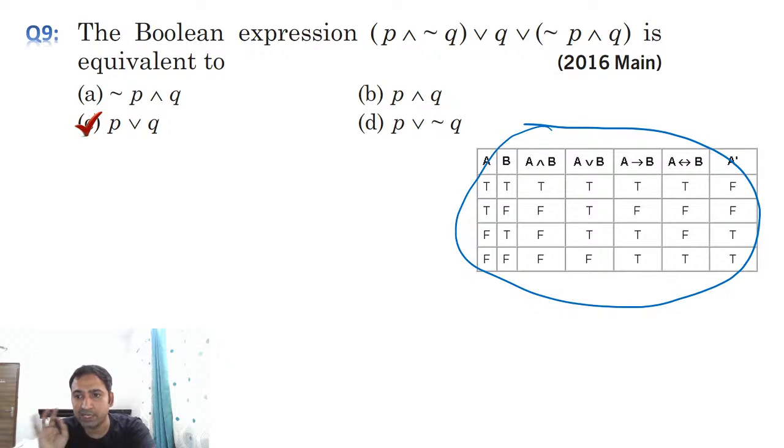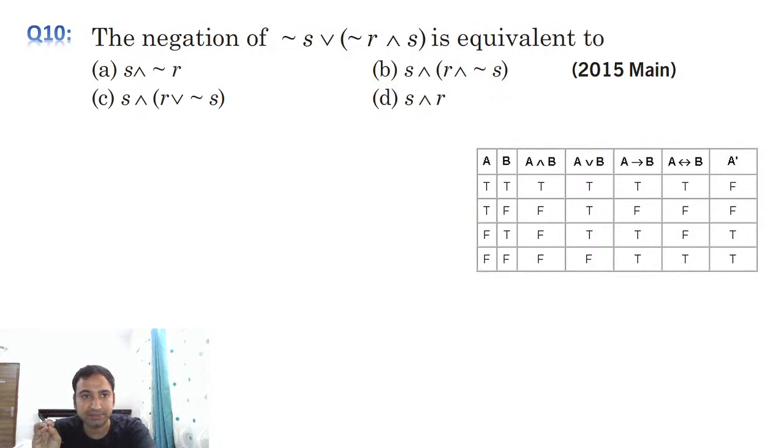So one more problem is there, guys. Last problem. We'll do that problem and then we'll close this session. Right. This is a 2015 question. Negation of this statement. Either by using De Morgan laws you can do this question. Guys, you can use the De Morgan laws and calculate the negation of this statement. That is also fine. But if you want to verify the options, let's see how we can do this.